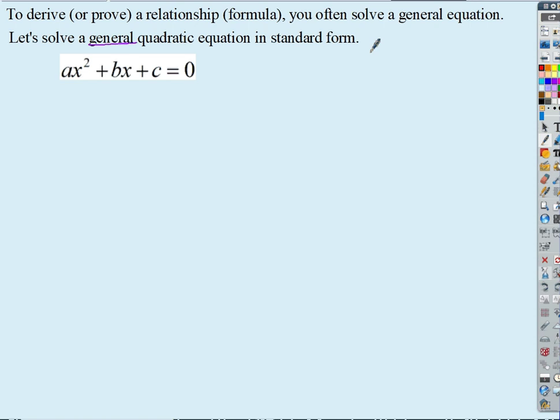I think you guys know this. Put it in x squared plus... Okay, there we go.